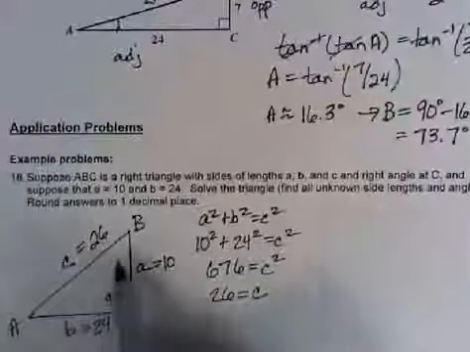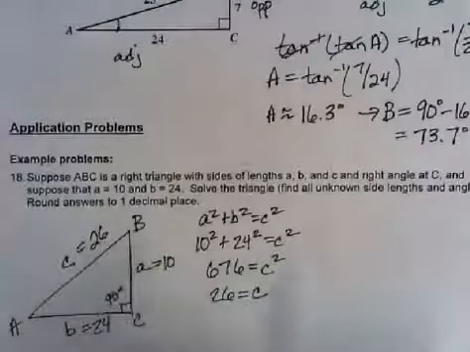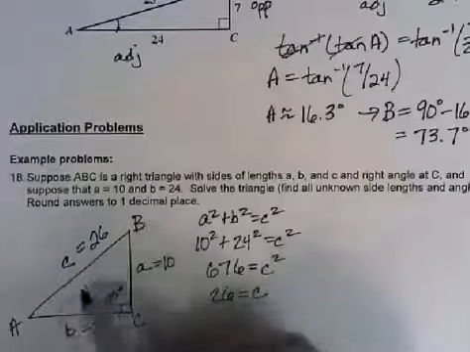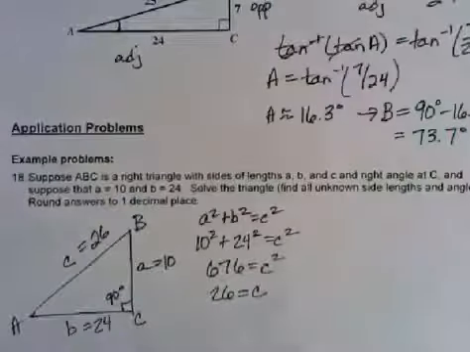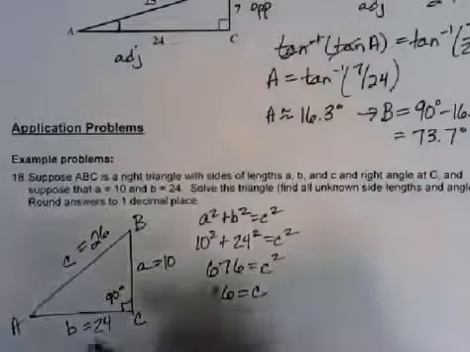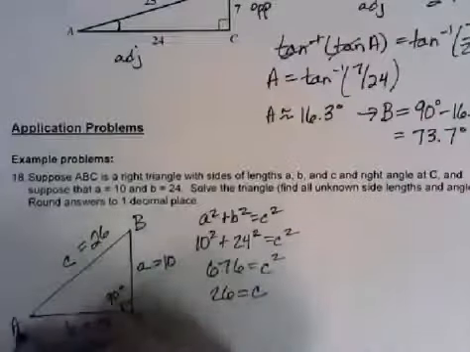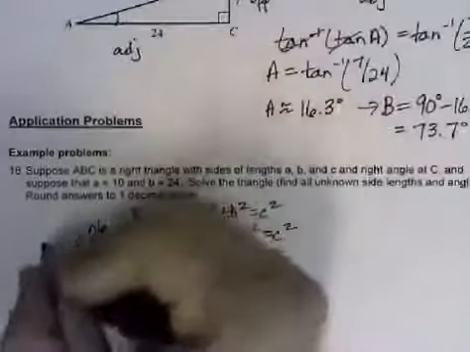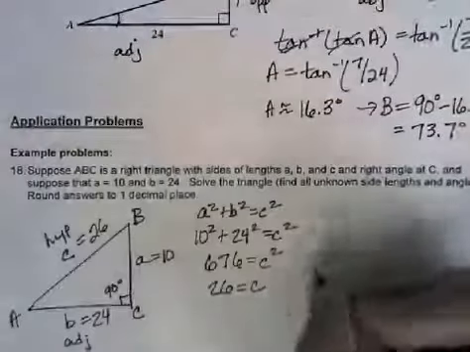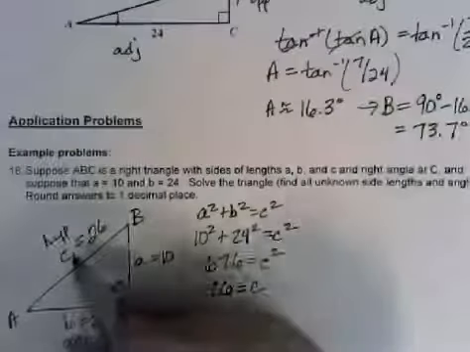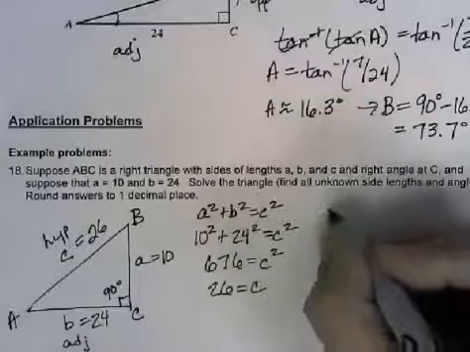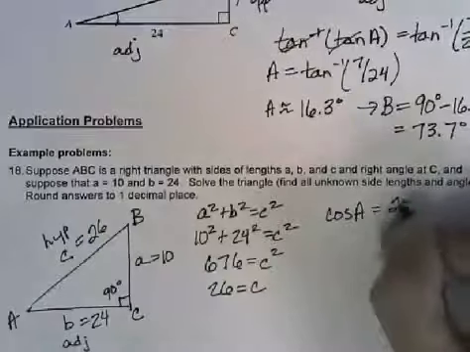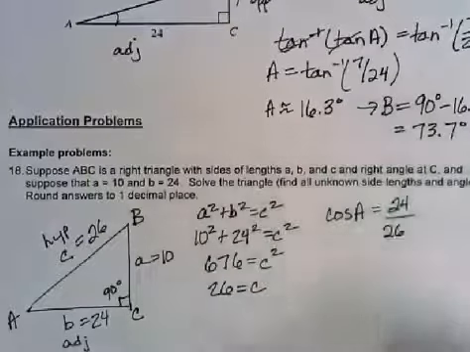Now to find my A and B angles, I can do the same thing that we did in the last problem. That is, I can use a trig ratio with either angle to find the angle using the inverse trig function. I'm going to look at A for that one. B is the adjacent side. C is the hypotenuse. The trig ratio that relates the adjacent and hypotenuse is cosine. Cosine of A would be 24 over 26.